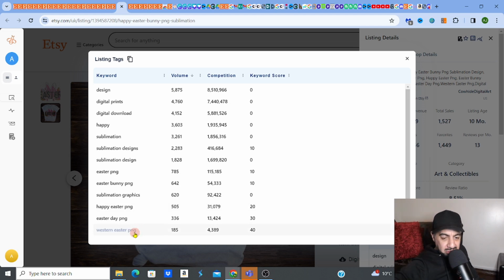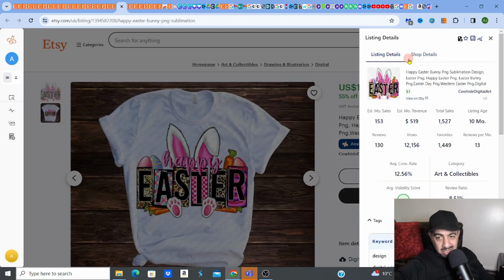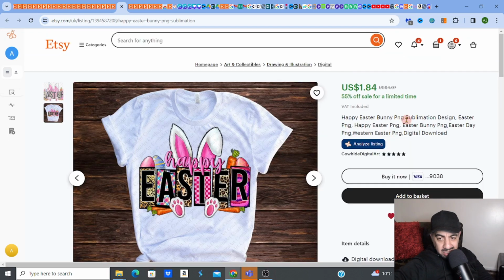Western Easter PNG, which people type in, there's 185 volume. Now, I'm sure that if you type in Easter Western, there's a few combinations where there's actually more volume for this. But let's just use Western Easter PNG, 185 people search, competition 4389. It's got a decent keyword score. I know that this seller's gonna get seen for this keyword, right? They're gonna get seen for this particular keyword, because if you go to the title, and let's just have a look and see, Western and Easter. Where's Western? Yep. Western Easter PNG. It's right there. Right? So it's going to get seen.